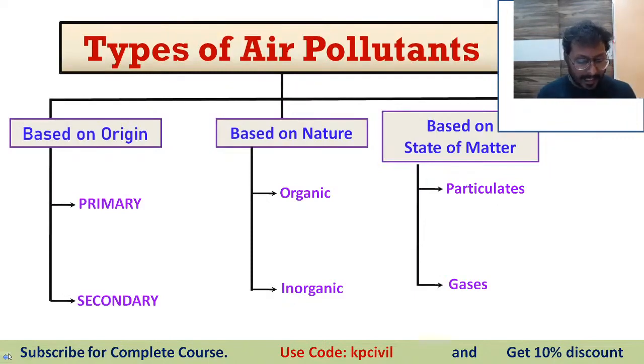Now again there is classification. I think you have got clarity about the definition. Now we have the classification of air pollutants. First one, based on origin. Classification 1, based on nature. Classification 2, based on state of matter. Classification 3. So we come from the back end because the first one is very huge. Elaborately we will discuss the first one. So we will come from the back end. Based on state of matter.